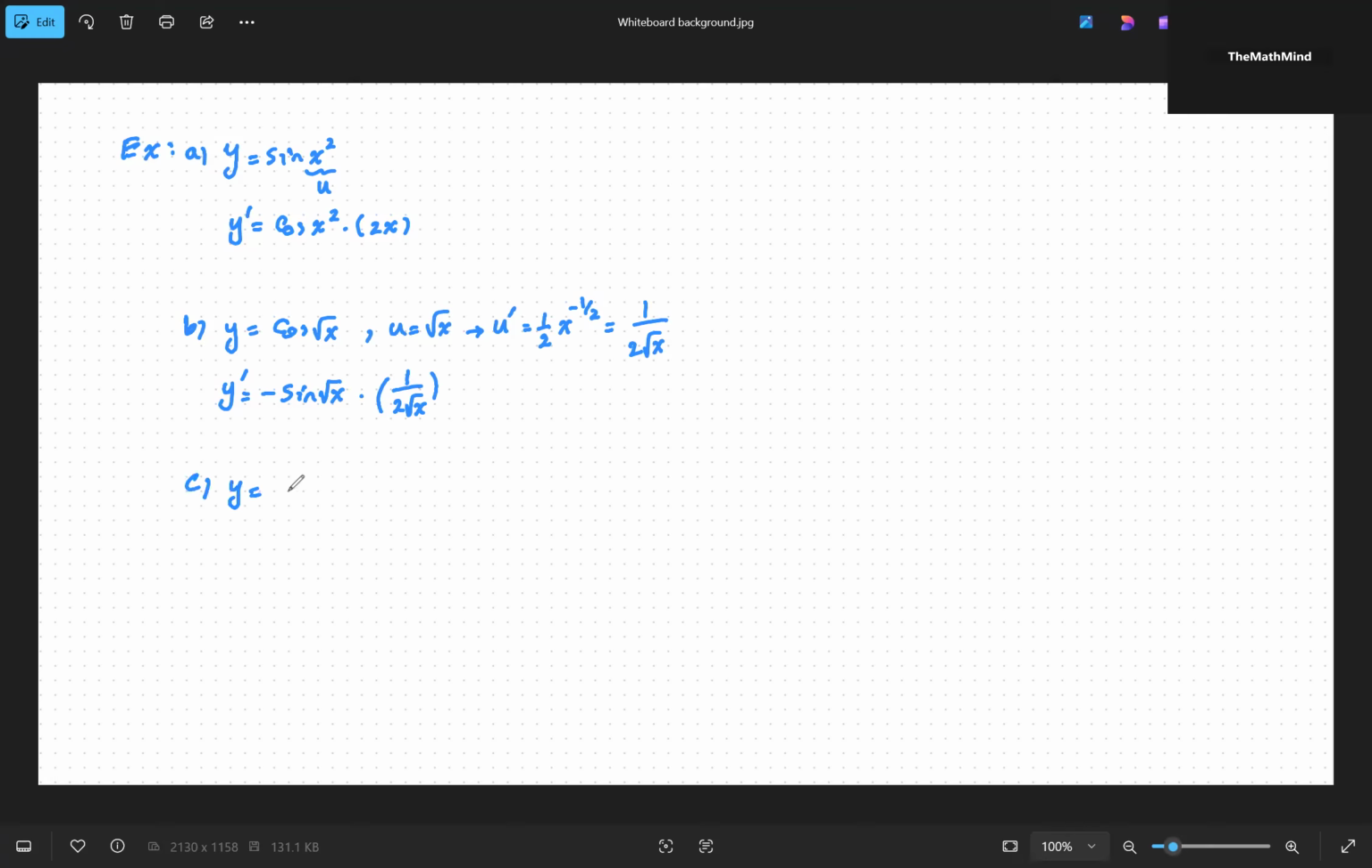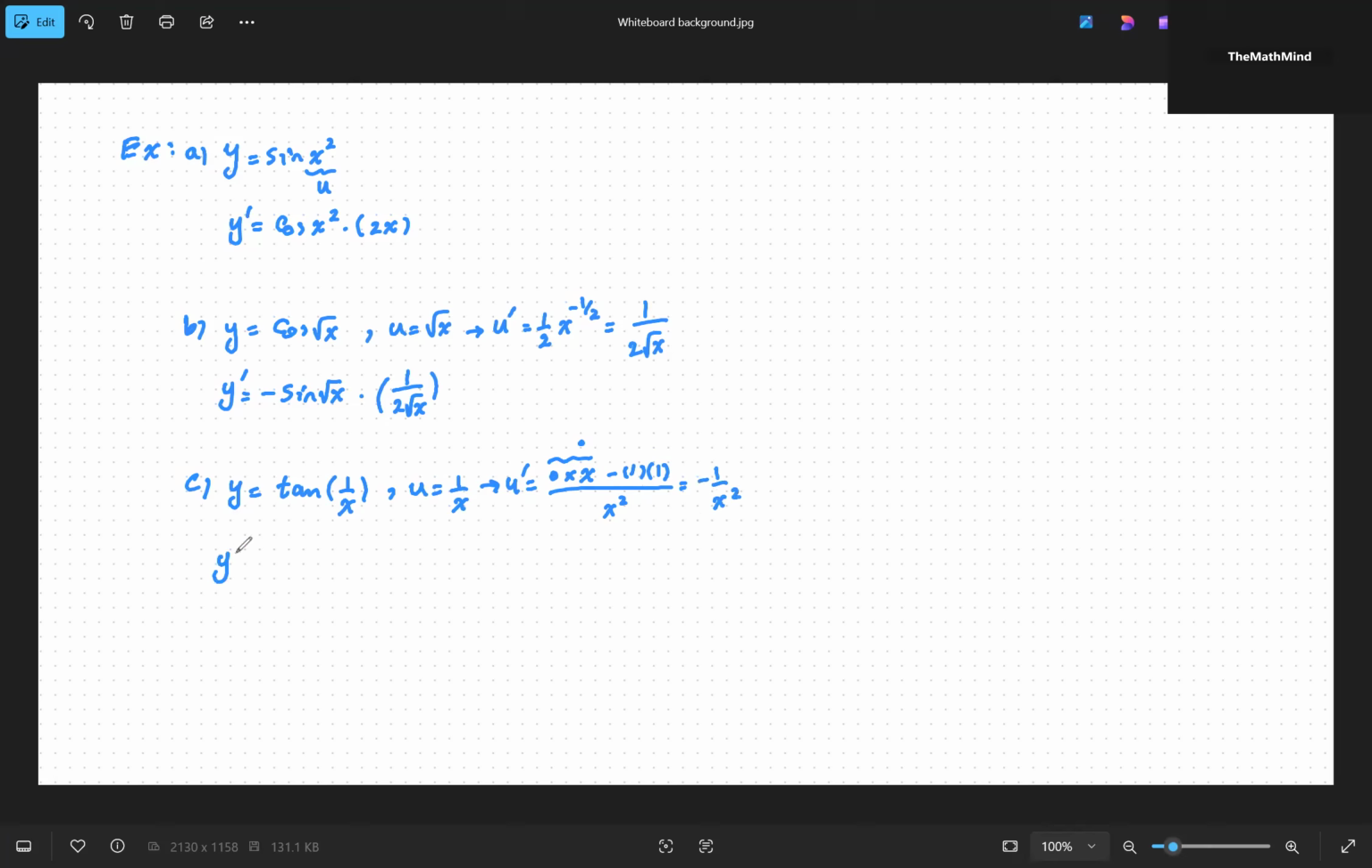For example, you have tan 1 over x. What is u here? u is 1 over x. And what is u prime? So this is a quotient. We're using the quotient rule. It's going to be the derivative of the top, which is 0, times the bottom. 0 times x is 0. Minus 1 times the derivative of the bottom, divided by x to the power of 2. So this will be negative 1 over x squared.